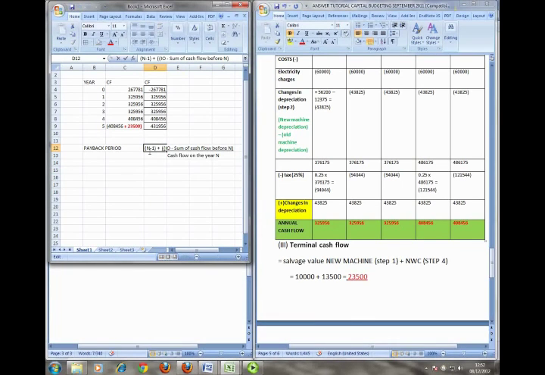So what is N, class? N is the year in which you recover your IO. How long does it take to recover your IO? This is your IO, 267,781. How long it takes to recover your IO, that is the payback period. Now we try to calculate.